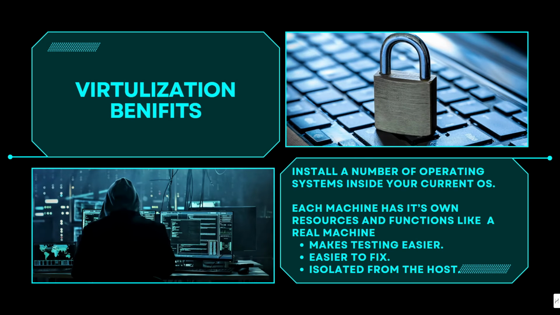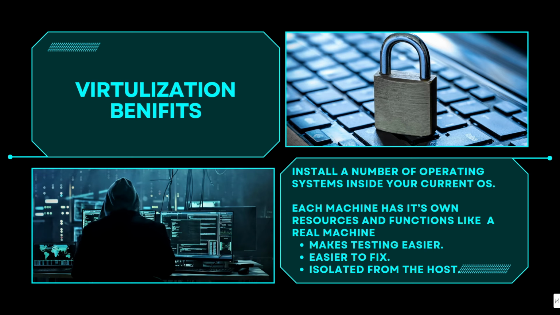Benefits of virtualization. Let's look at some of the key benefits of virtualization for ethical hacking. You can install multiple operating systems on your current machine, reducing hardware cost. Each virtual machine has its own resources and behaves like a real machine, making it perfect for realistic testing. If something goes wrong, fixing or resetting the VM is quick and easy. And most important, VMs are isolated from the host system. This means that if any vulnerabilities are exploited during testing, your main system remains secure.